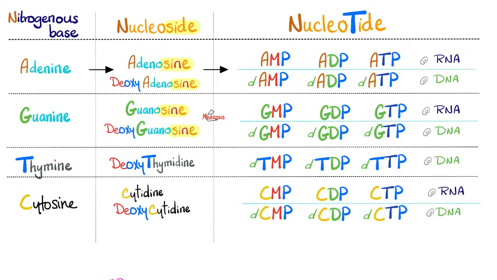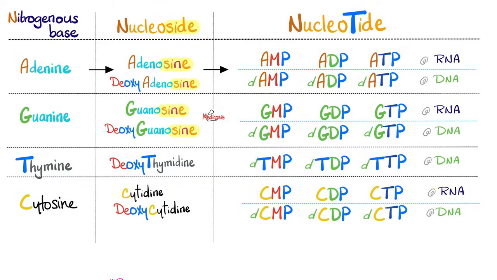Now let's play the game of names. Here are the nitrogenous bases. Adenine is a base. When you add sugar to it, it becomes adenosine or deoxyadenosine. Adenosine is in the RNA, deoxyadenosine is in the DNA, deoxyribonucleic acid. So far we have nucleosides. Let's make them nucleotide. Adenosine plus 1 phosphate equals adenosine monophosphate, which is a nucleotide. 2 phosphates, adenosine diphosphate. 3 phosphates, adenosine triphosphate. All of this is RNA.